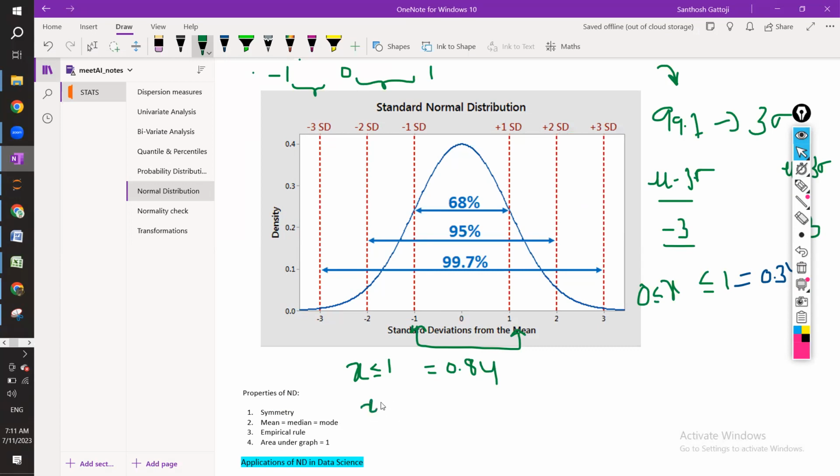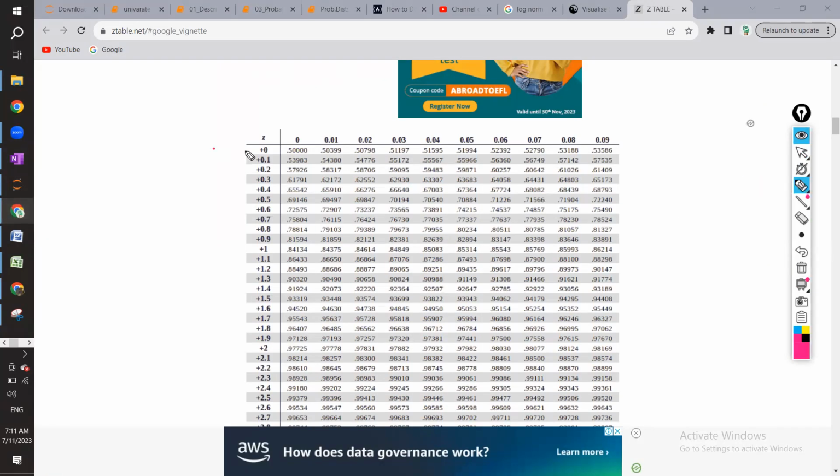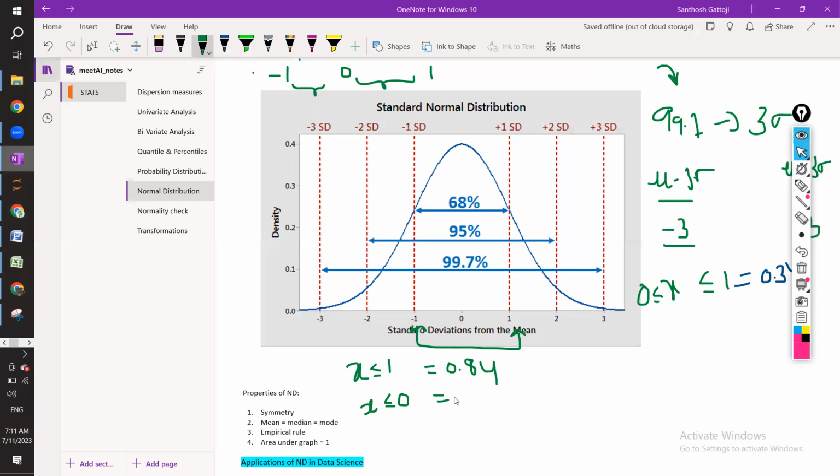Now next I want to calculate 0. x less than or equal to 0 is what? If I go here, where is 0? 0 is 0.0, so it is 0.50. So x less than or equal to 0 is 0.50.